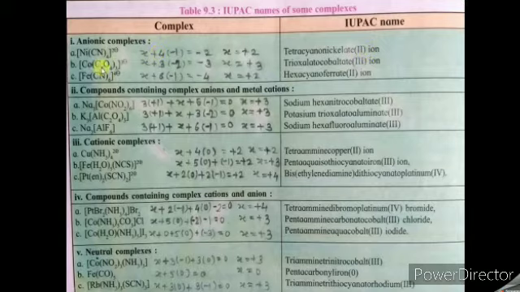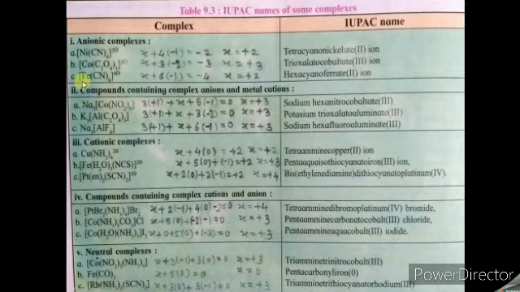Then B is [Co(C2O4)3]3-. So C2O4 is 2 minus. The oxidation state of Co is X plus 3 into minus 2, and the overall charge is minus 3. So X is equal to plus 3, which is written in round brackets. There are 3 C2O4, so trioxalato, and cobalt is written as cobaltate because it is an anionic complex. And the last word is ion. So the name is trioxalatocobaltate(III) ion.